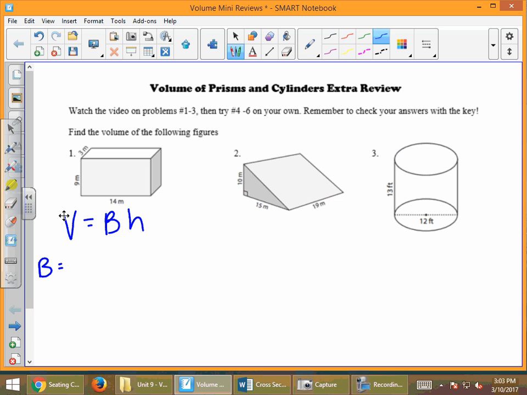When you have a rectangular prism, it doesn't really matter what you make the base. I'm going to go ahead and make this guy the base. And it really does not matter when it's rectangular. Okay, so we're going to say this guy right here is our base. Well, that base is a rectangle, and the formula for area of a rectangle is just base times height.